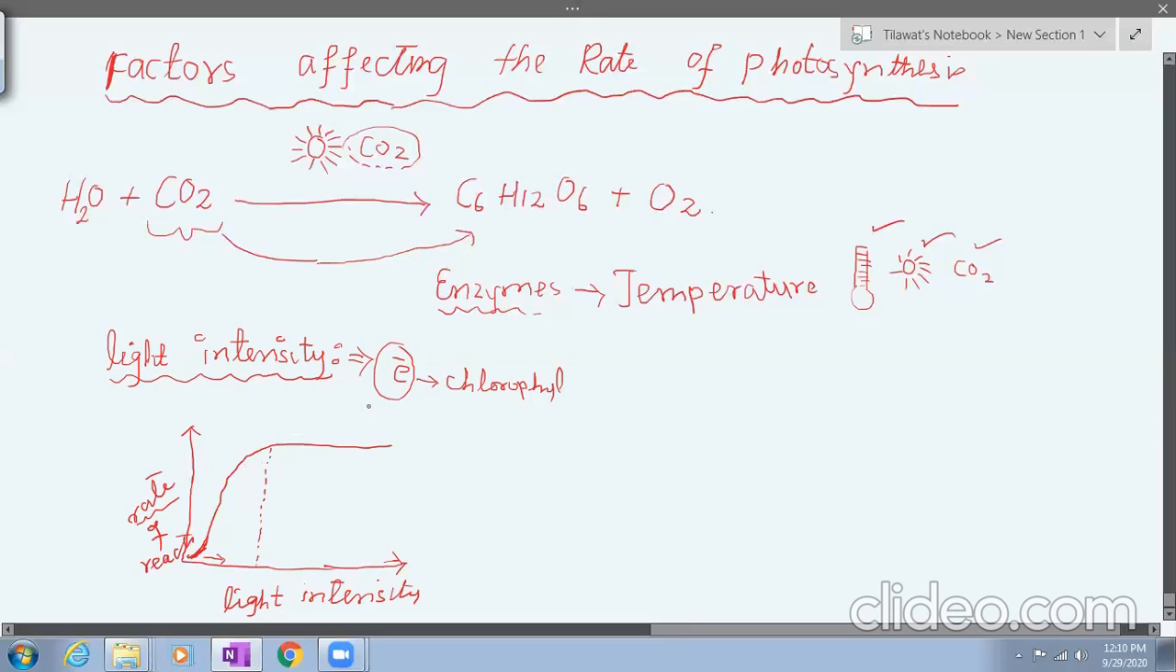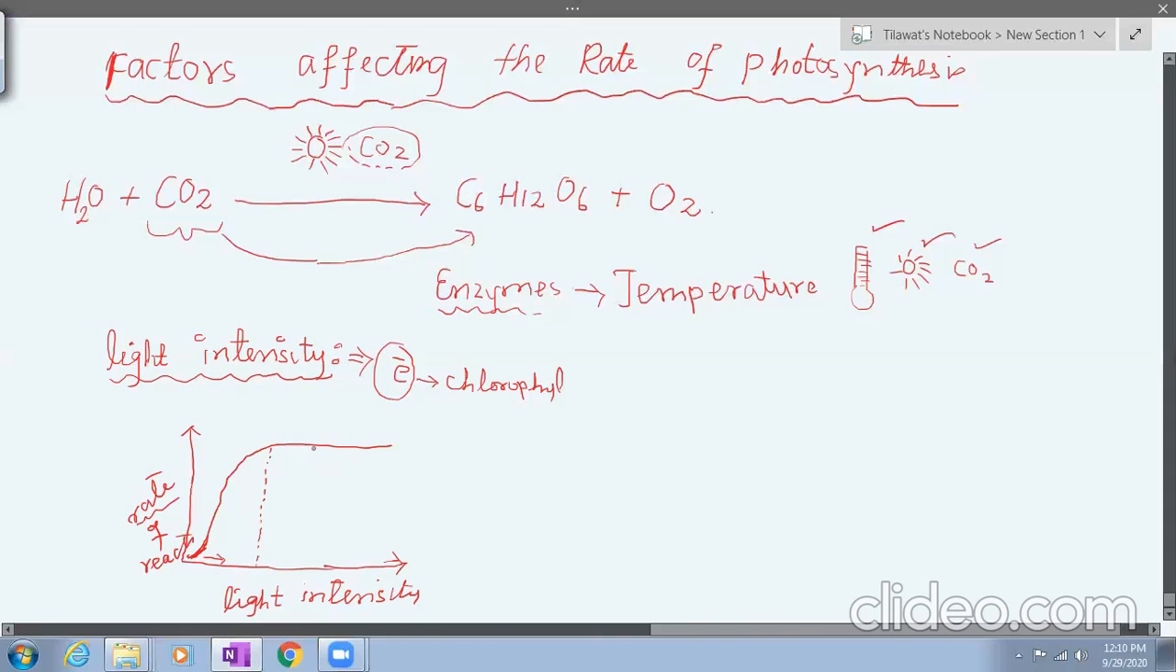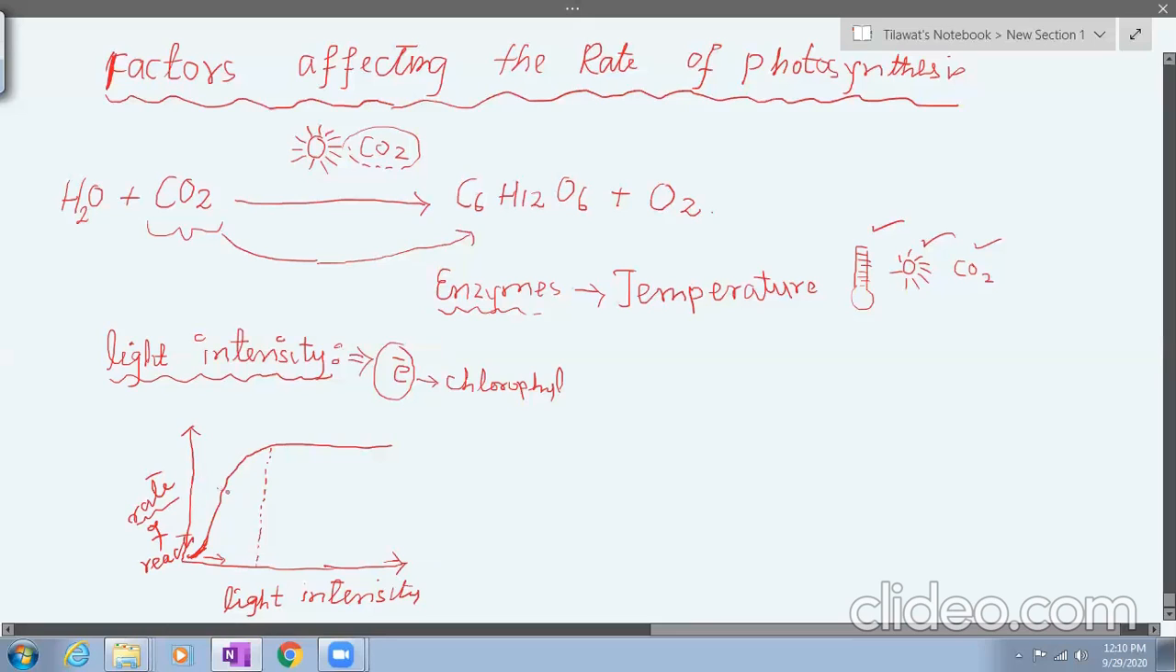So what is the reason behind this? Initially, if you see here in this place, I'm increasing light intensity, so the rate of reaction is increasing. So in this place, my rate limiting factor, let's suppose, at this point is light intensity. When I'm increasing it, the rate of photosynthesis increases. So why is it less at this point? It means light intensity is less. But when I keep increasing, the rate of photosynthesis reaches its maximum.